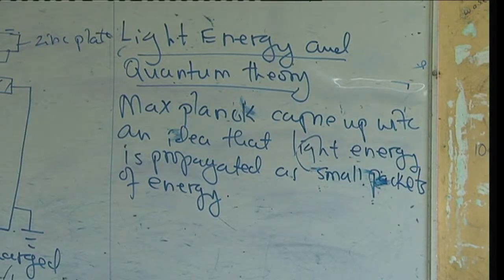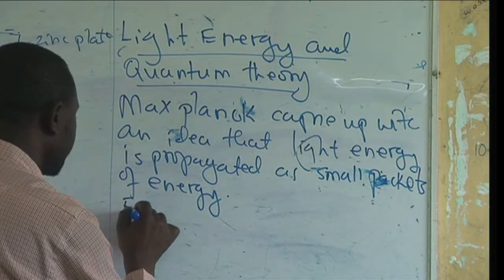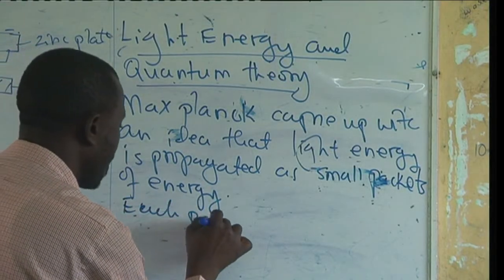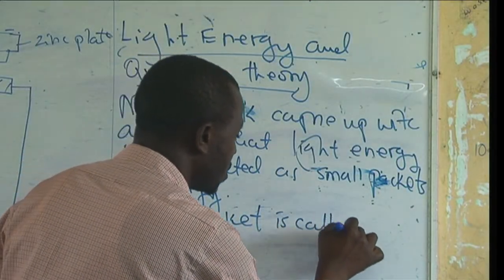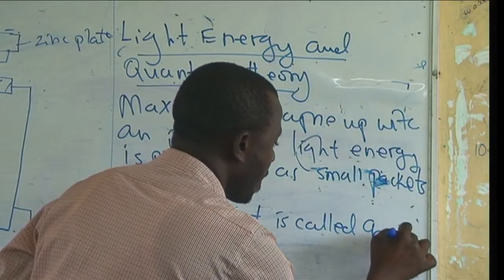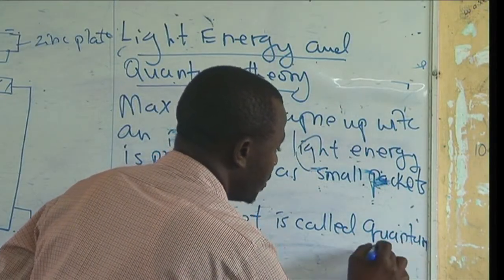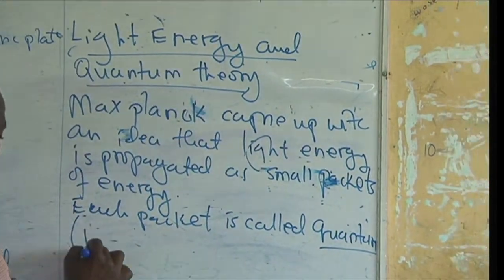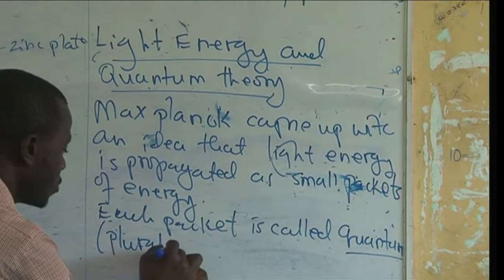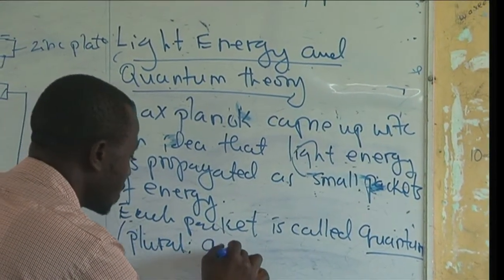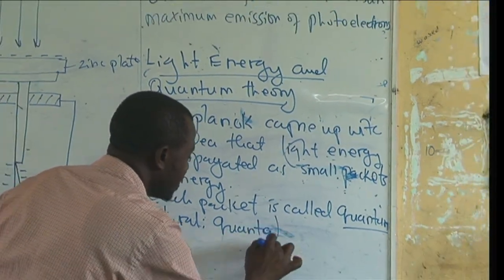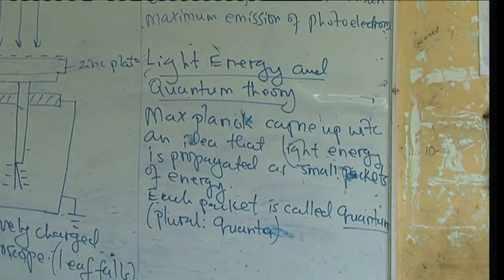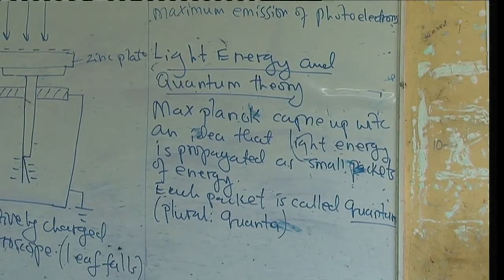Now, each packet is what we call a quantum. Each packet is called a quantum, and in plural we call it quanta. When those packets are many, then we refer to them as quanta. That's what you're saying there.